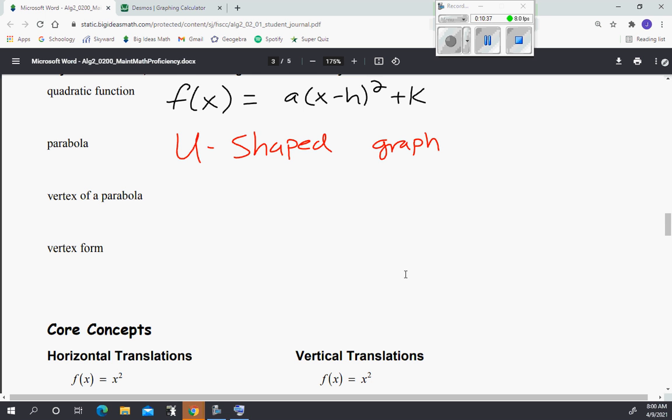Good. The vertex of the parabola is, I'm going to write this as a picture. If I have a graph here, and my parabola is like this, my vertex is that lowest point. And if I had a parabola that went this way, it'd be my highest point. It's either the lowest or highest point of a parabola.